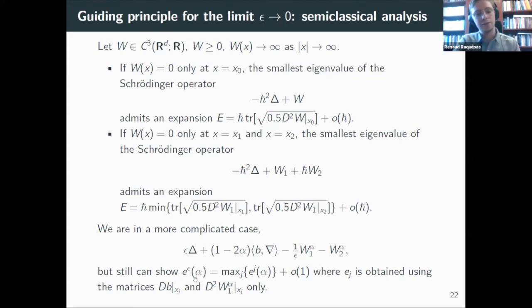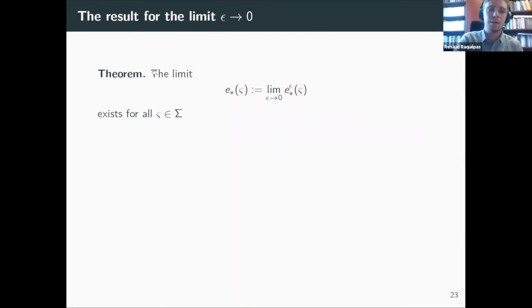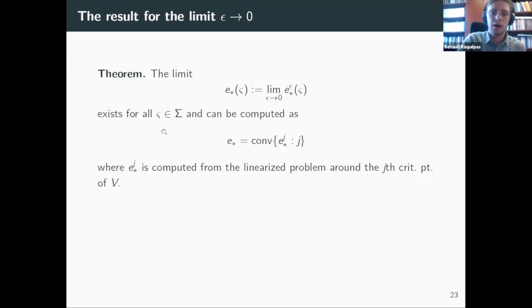So now if the eigenvalue goes to the max over a family of eigenvalues and my rate function is the Legendre transform of the eigenvalue, then you just exploit the relation between taking max, taking Legendre transform, and taking what is called the convex hull or convex envelope. So my theorem is that if you look at the rate function that you had before and take epsilon to zero, the limit exists for all sigma in some set, not necessarily on the whole real line, and can be computed as the convex hull of the rate functions that you would get in the linearized problem, which we know have almost explicit formulas because of previous works that were done for the linear case.